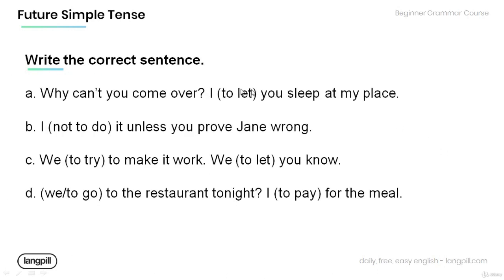Now read the following sentences and write the correct form. A. Why can't you come over? To let you sleep at my place. B. Not to do it unless you prove Jane wrong. C. We to try to make it work. We to let you know. D. We or to go to the restaurant tonight. To pay for the meal.